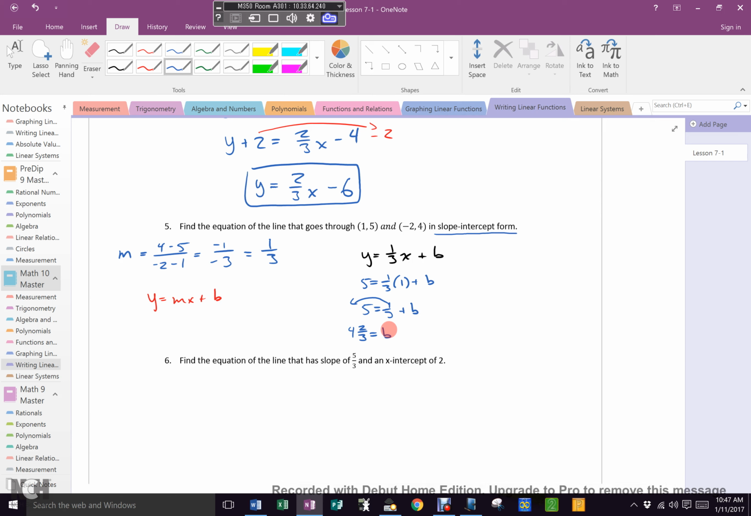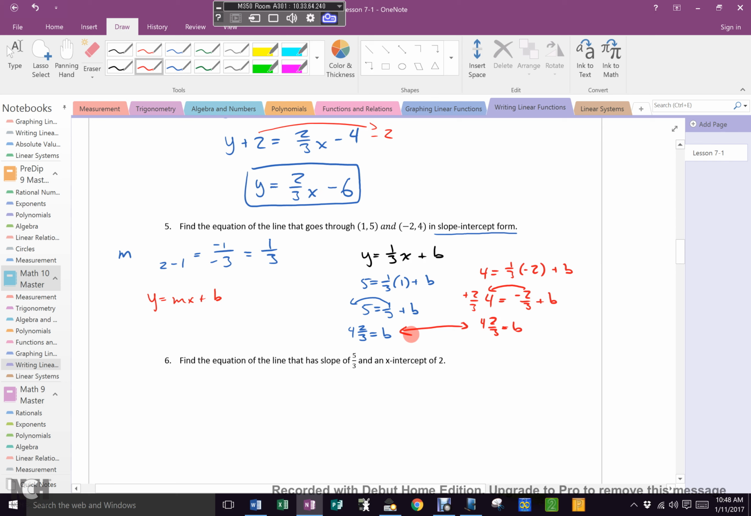Everyone agree? Okay, now look what happens if I change it. Let's use the other one. 4 equals 1/3 times negative 2 plus b. 4 equals negative 2/3 plus b, correct? When that comes over here, what's going to happen to it? It's going to be positive. 4 and 2/3 is going to equal b. Does everybody understand?